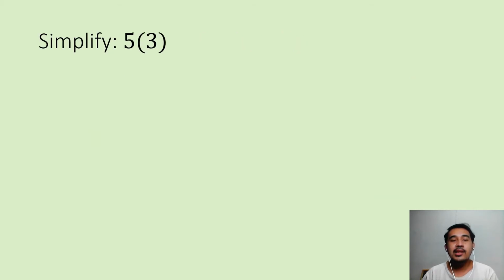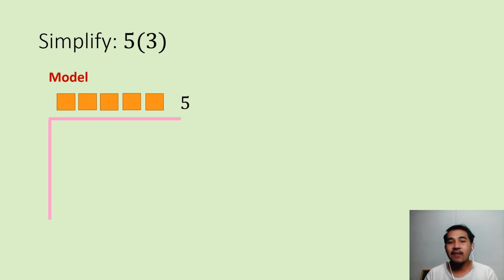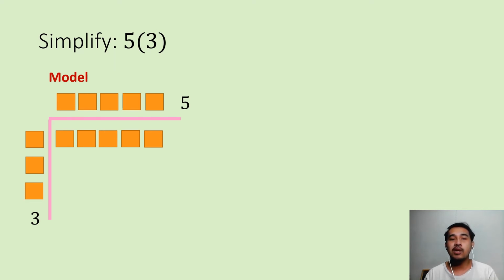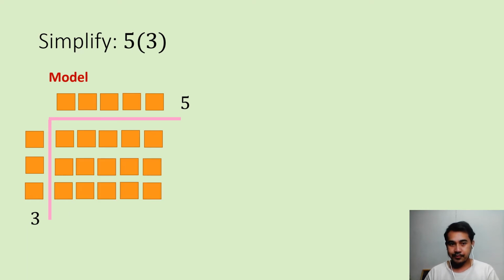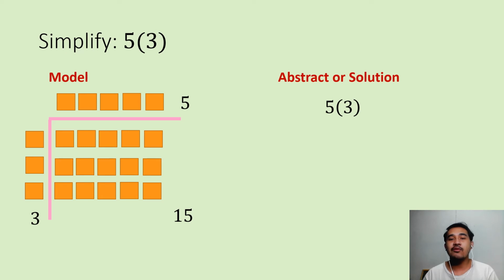Let's have an example, 5 times 3. In the model, we have the dimensions, so you have your horizontal dimension and then the vertical dimension. In the horizontal, we have 5, and then we have 3. Now, multiplying 1 at a time, 1 times 1 is 1, 1 times 1 is 1, and so on. Expediting the process, the answer is 15. In the abstract or solution, we have 5 times 3. Technically, the answer is 15.